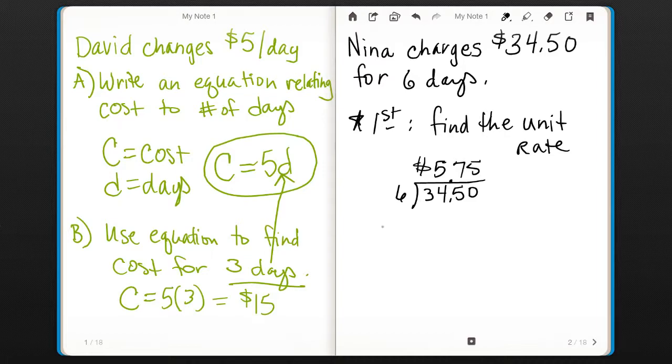Okay, Jules, what's your equation? C equals 5.75D. Okay, good. Same kind of, and is that going to be proportional? Yes. Now, how about this? Can you do something to the problem that would make it non-proportional? Like, think about Nina's situation.